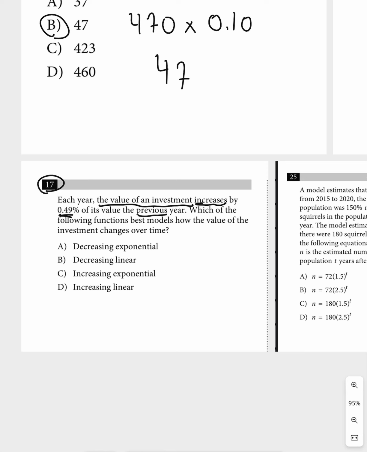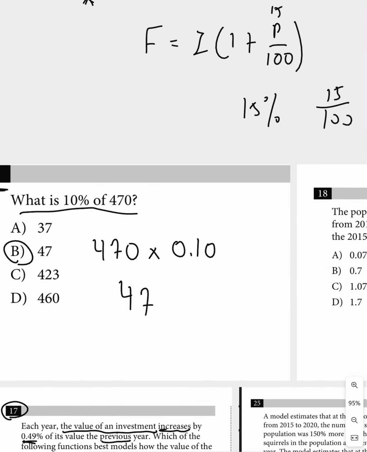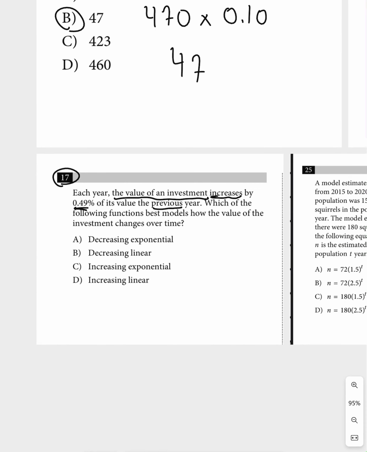second part. So since we're doing percent increase, we're going to use this same formula that we looked at. So let's just say initial value is the previous year's investment. So 1 plus, in this case, 0.49 over 100. And this will equal the following year's investment. Okay, now we can look at the second part.